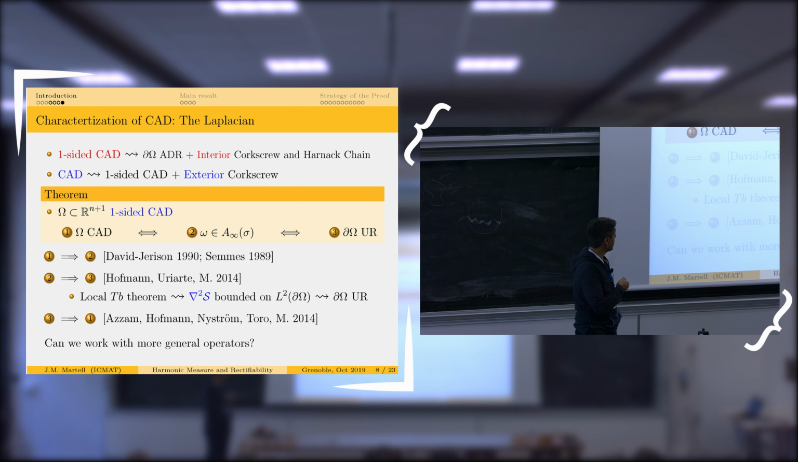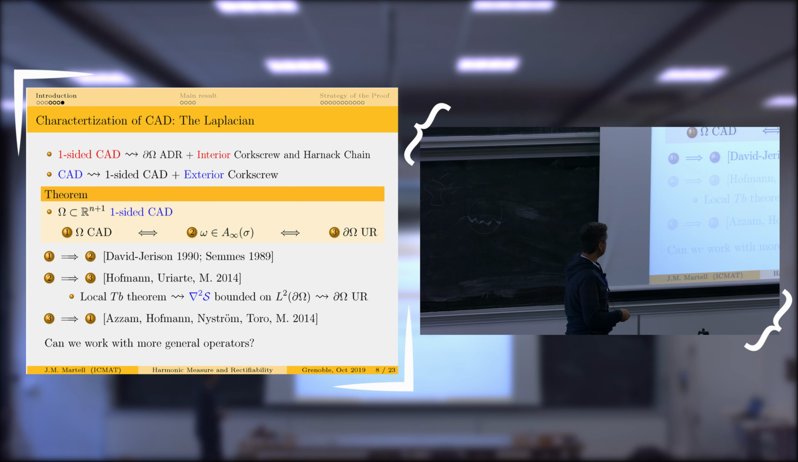The domain is core R, meaning that there is exterior corkscrew, that's the condition that is missing, if and only if the harmonic measure is in A infinity, if and only if the boundary is rectifiable, uniformly rectifiable in the sense that I presented before. Okay?